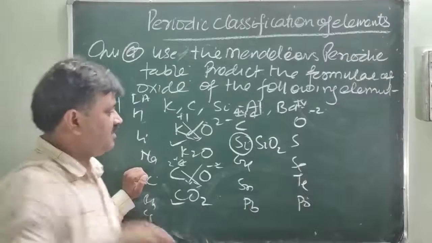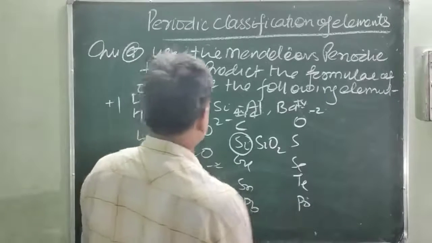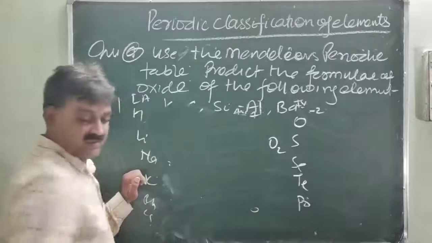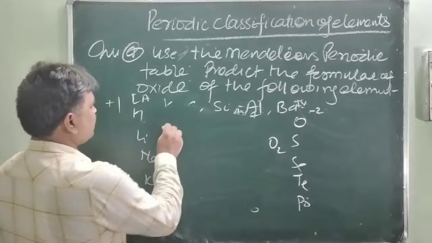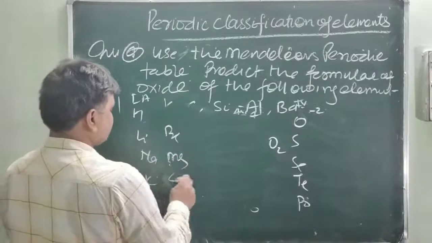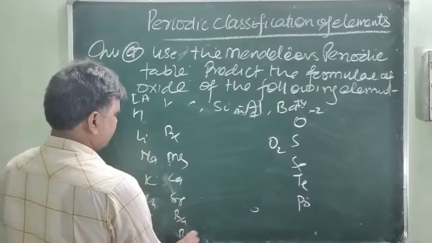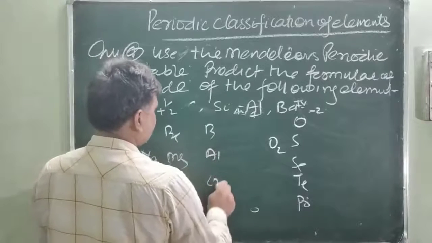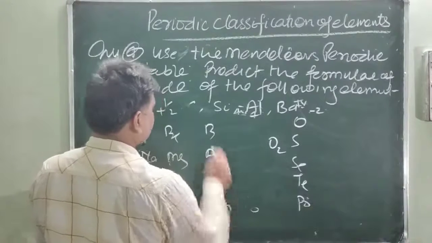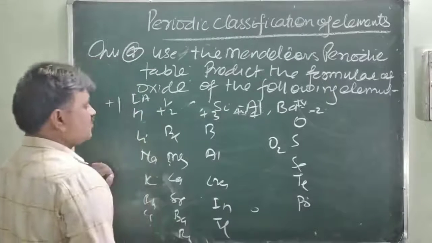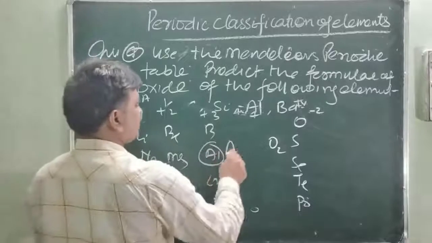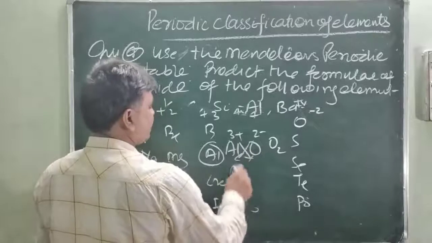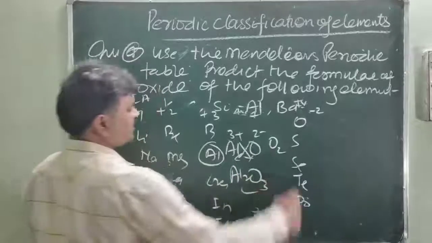Next one, aluminium. Aluminium is present in the 3rd group of elements. Just like the 2nd group: beryllium, magnesium, calcium, strontium, barium and radium, their valence is +2. And the 3rd group: boron, aluminium, gallium, indium and thallium, they have valency +3. So in the case of aluminium, its valence is +3 and oxygen valence is -2. So what would be the formula? Al2O3. This is the oxide of aluminium.